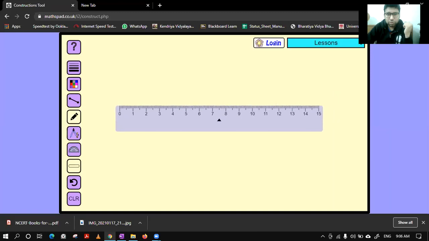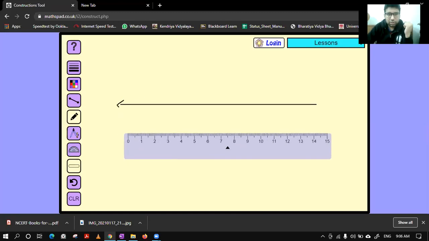Suppose this is the scale position. I am trying to make the angle of... so this is the line that we are having. This is the point O. We are trying to make the angle of 270 degree. Class, see how it is done.